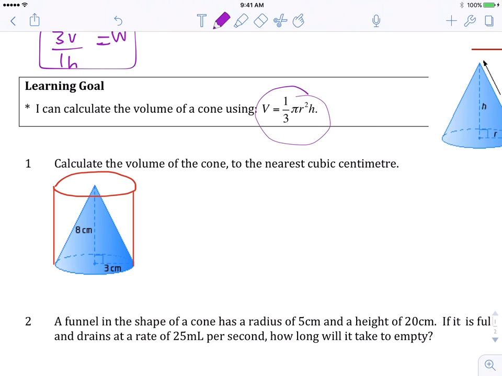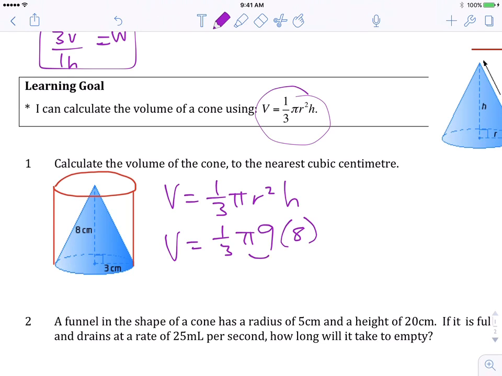let's go ahead and calculate the volume of the cone to the nearest cubic centimeter. We're going to say volume equals, and always you want to start off with your formula, 1/3 pi r squared h, and then plug in what you know. 1/3 pi times the radius is 3, so we can say 3 squared, but you know 3 squared is 9. So why not just say pi times 9 times 8?